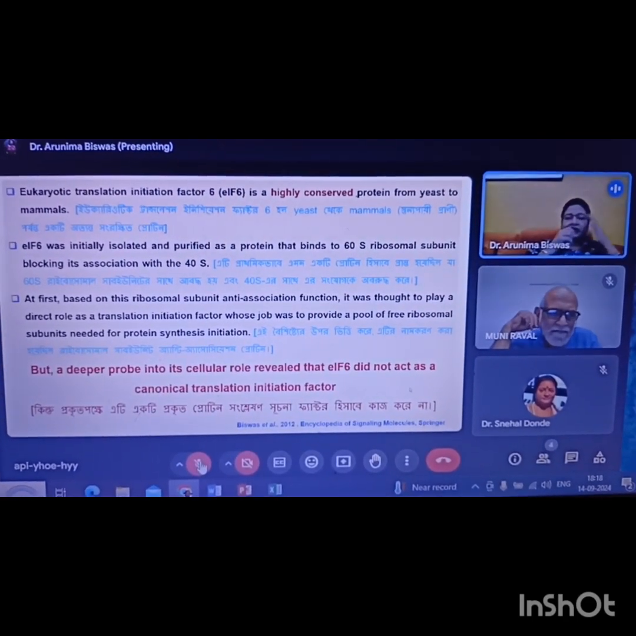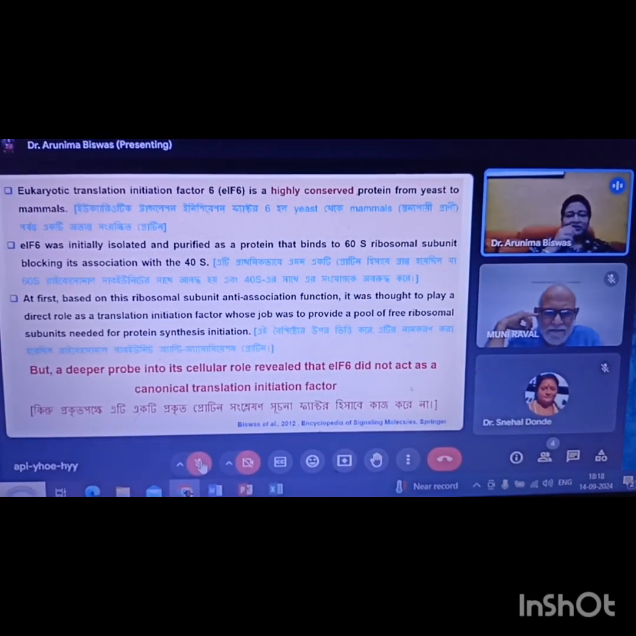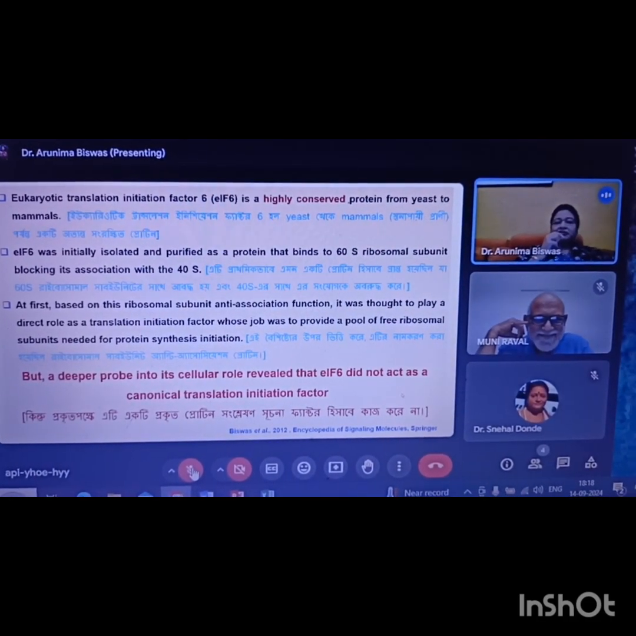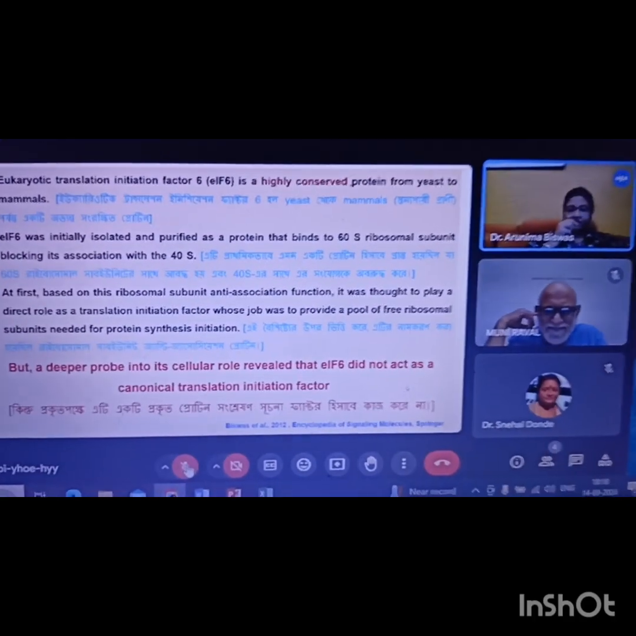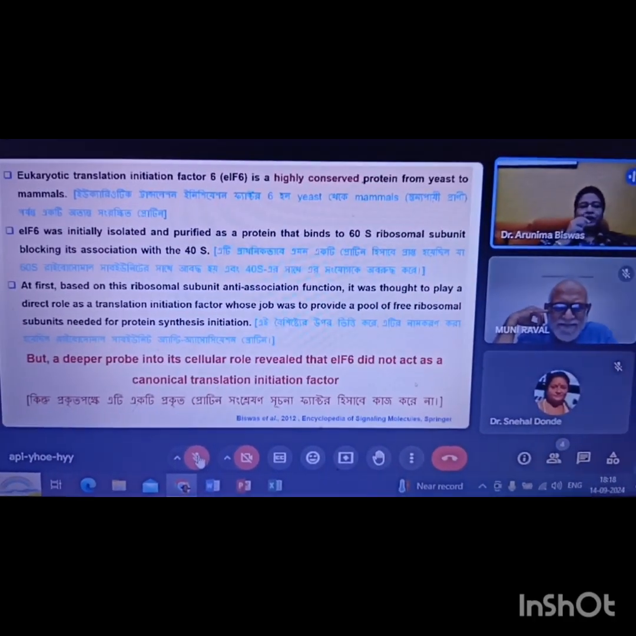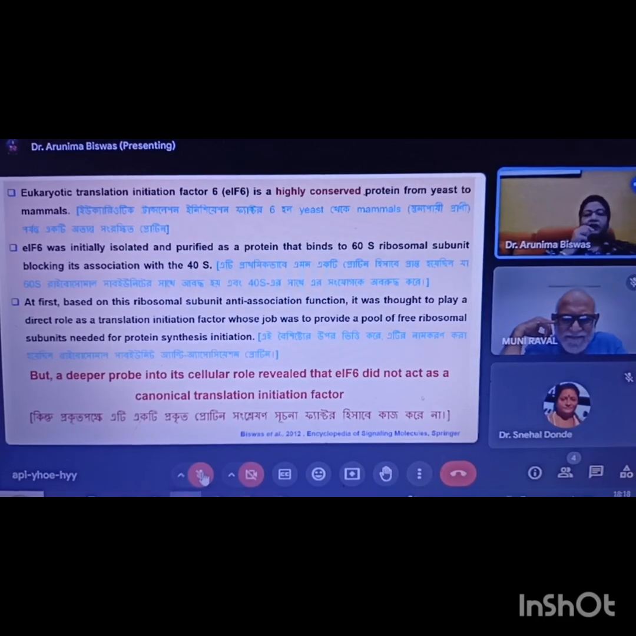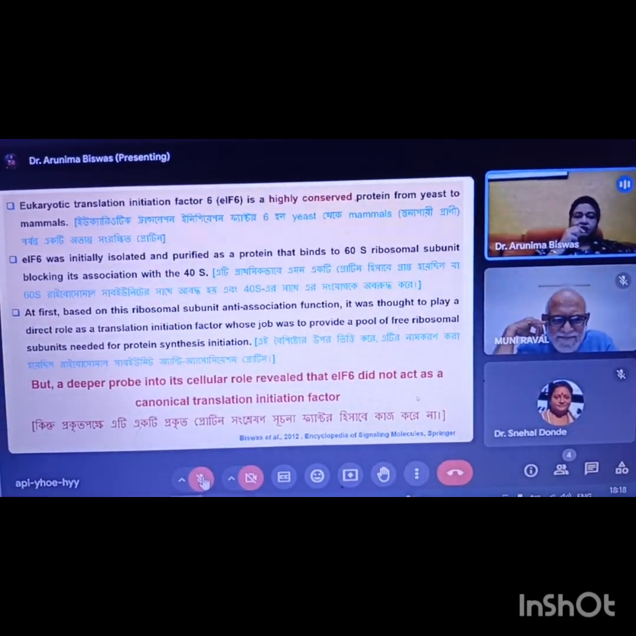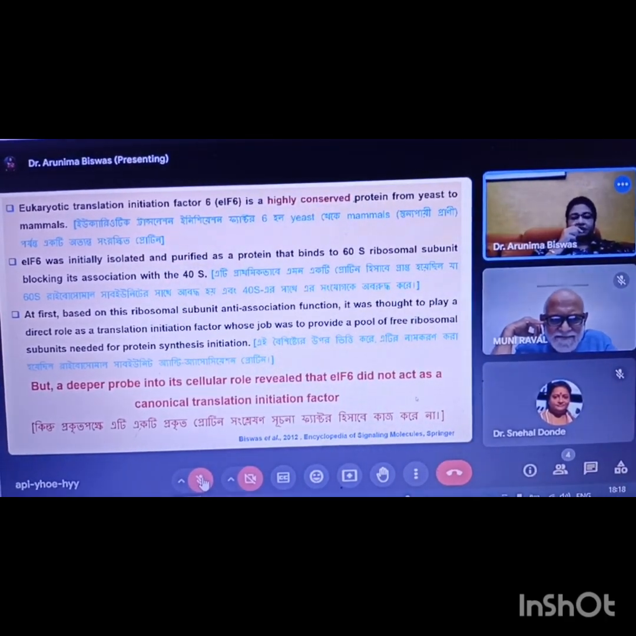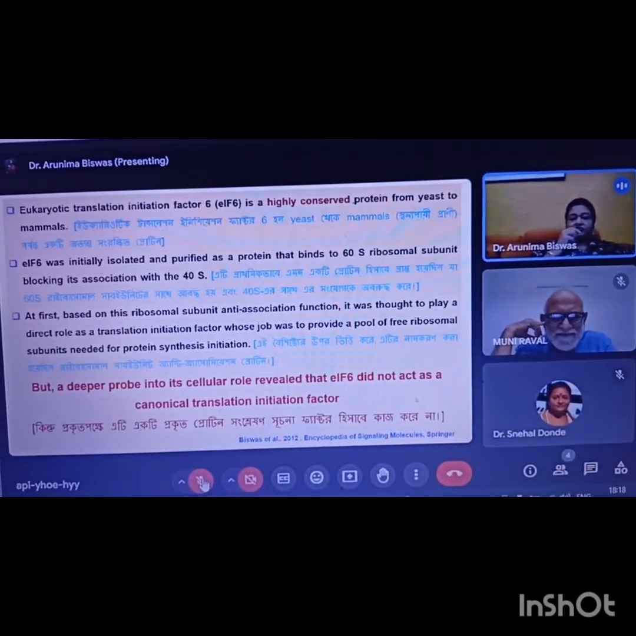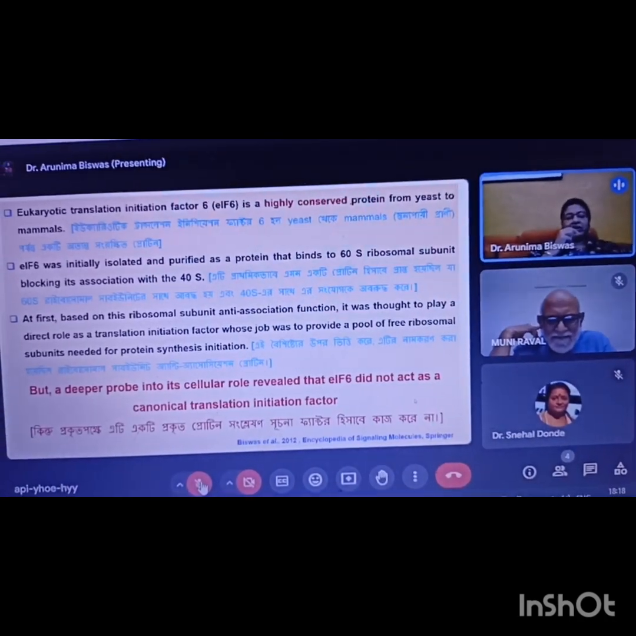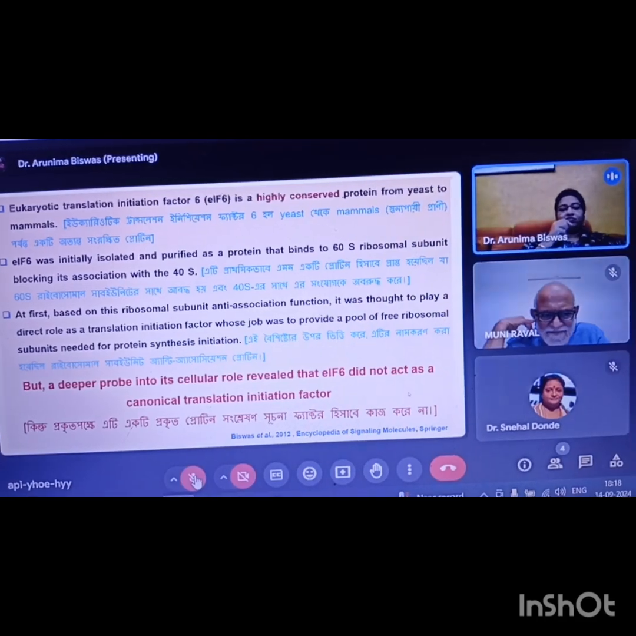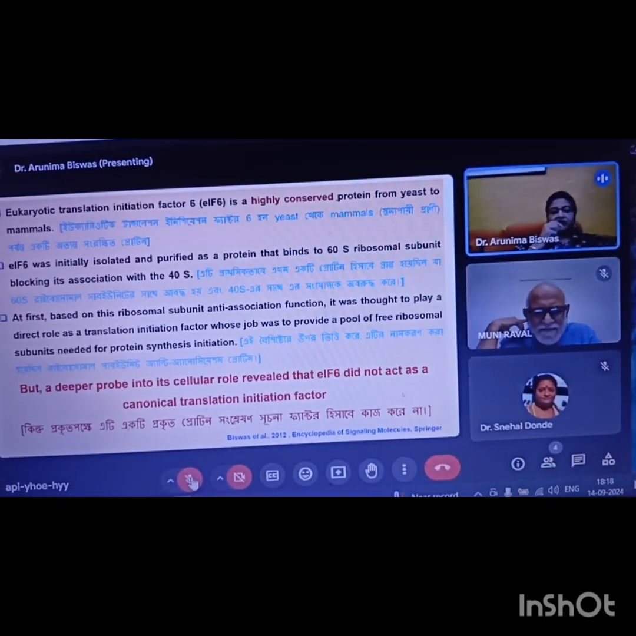This EIF6 is highly conserved, so my slides are both in English and Bengali because I presented in the regional language sessions. So EIF6 is highly conserved from yeast to mammals, and when it was initially isolated and purified, it was on the basis of its property that it binds specifically to the 60S subunit, blocking its association with the 40S. So, based on this anti-association function, it was thought that it plays a role directly in translation initiation, providing a pool of free subunits during that initiation phase.